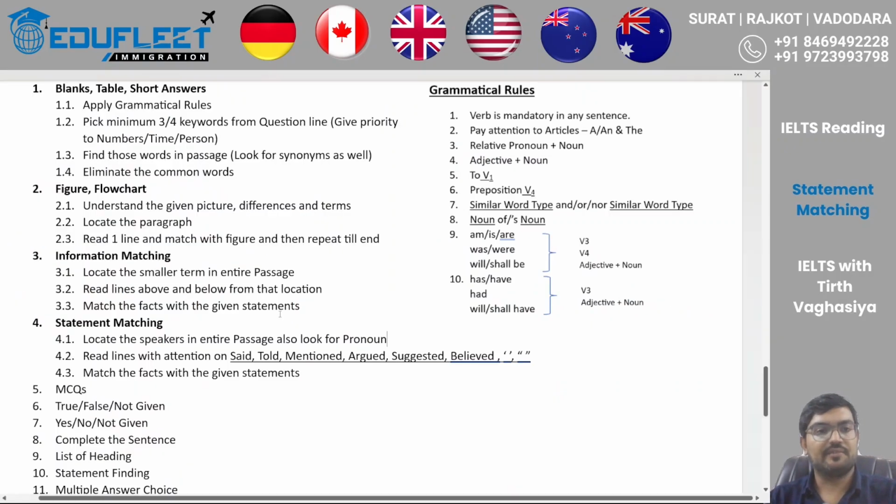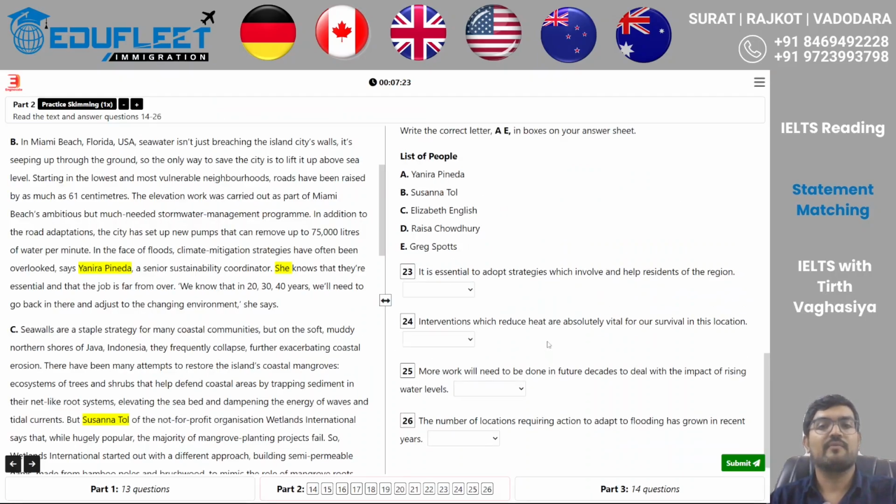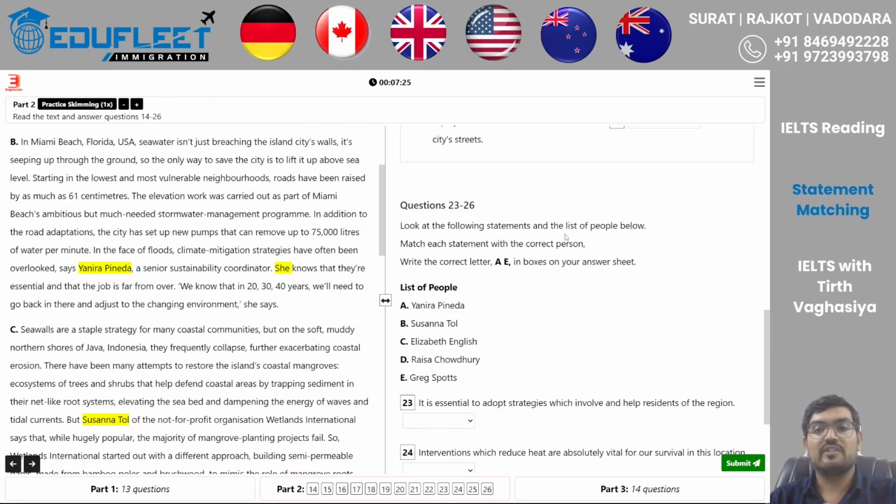What is the next step? The next step says read lines with attention on say, told, mention, argued, suggested, believe, single quotes, double quotes. Nearby those spots or that location, try to identify such keywords. It will direct you directly to the statement that they have spoken. So you can see, look at the following statements and list of the people below. Match each statement with the correct person.